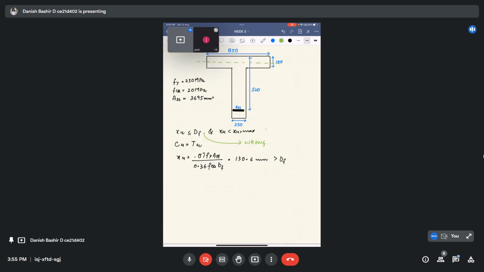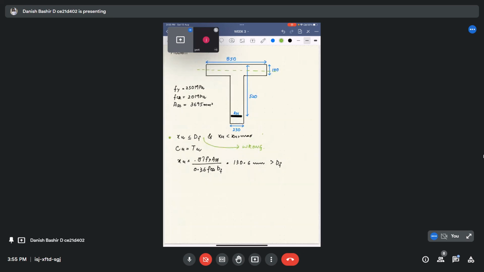So this was the first assumption. Now we will consider XU greater than DF. I told you when XU is greater than DF, for example, our XU lies here. This was our XU1 assumption. This is now the XU2 assumption. So when it lies outside the flange section, we have to split it into two. One is the full web section, and the other is the small flange portions. For the web section, I gave you the formula for CUW, the compression force in the web.